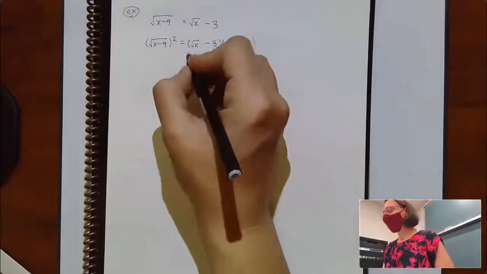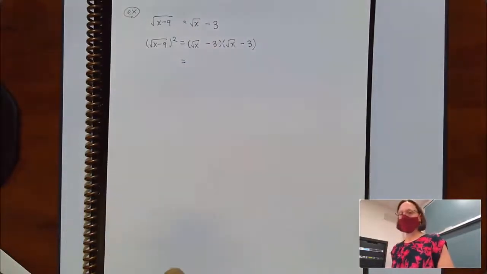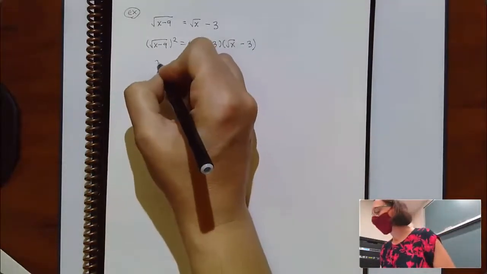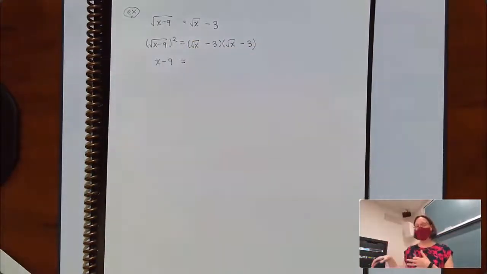Go ahead and FOIL out the right-hand side for me on your paper. Our left-hand side will just be x minus 9, but what do we get on the right-hand side there?